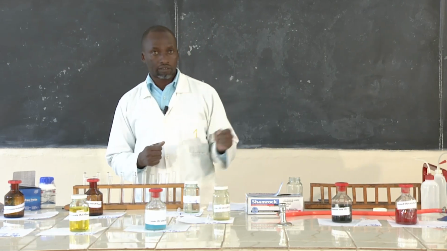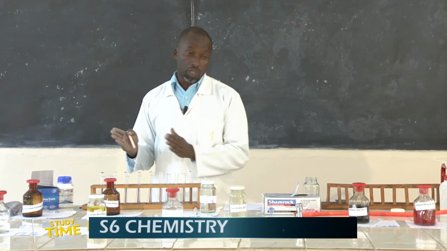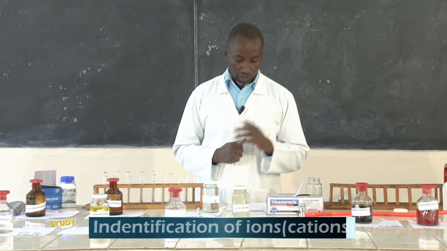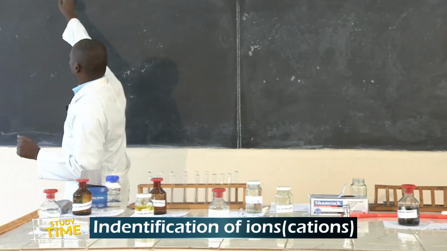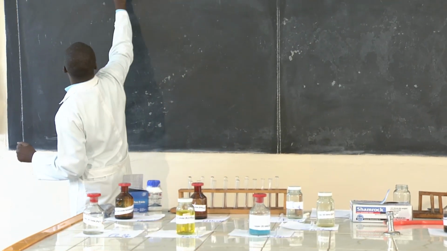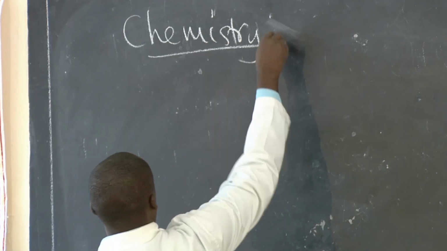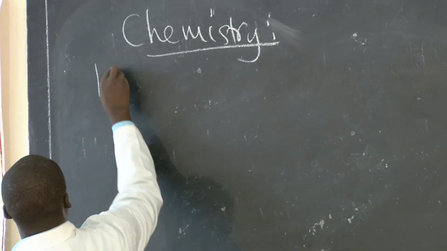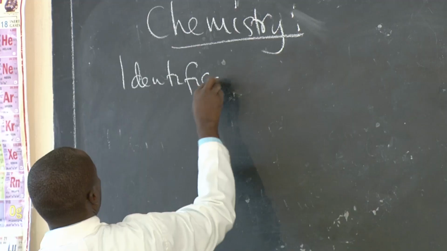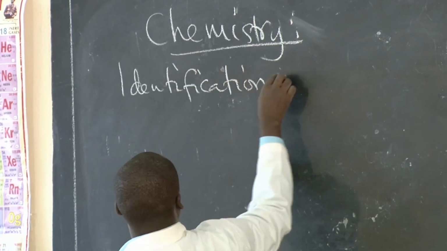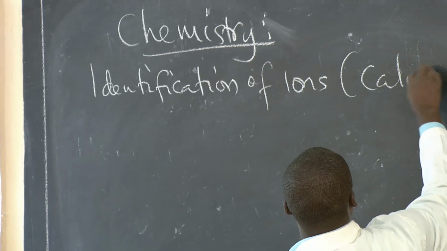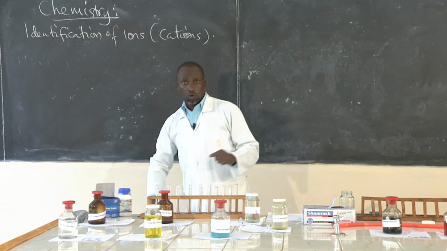So today, as I said earlier, we will be continuing with the previous lesson. You remember the previous lesson, we were talking about chemistry, and to be precise, we are looking at the identification of ions. This time we are just talking about the cations, because we have two types.